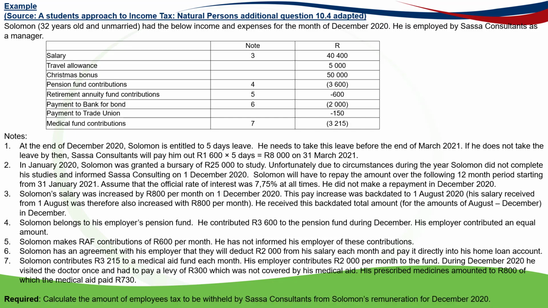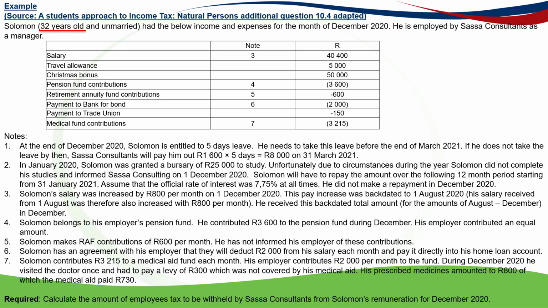We are required to calculate the amount of employees' tax to be withheld by SASSA Consultants from Solomon's remuneration for December 2020. Before we get into what is required, let us note the information that should have stood out whilst we were reading the information that is provided. Number 1, the taxpayer is younger than 65. He is 32 years old.